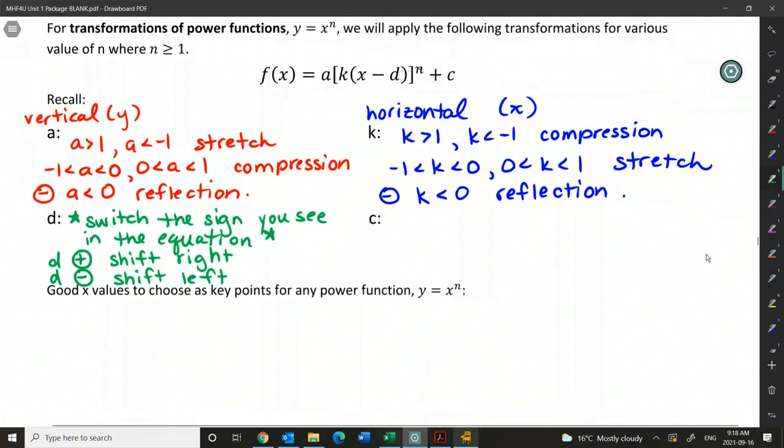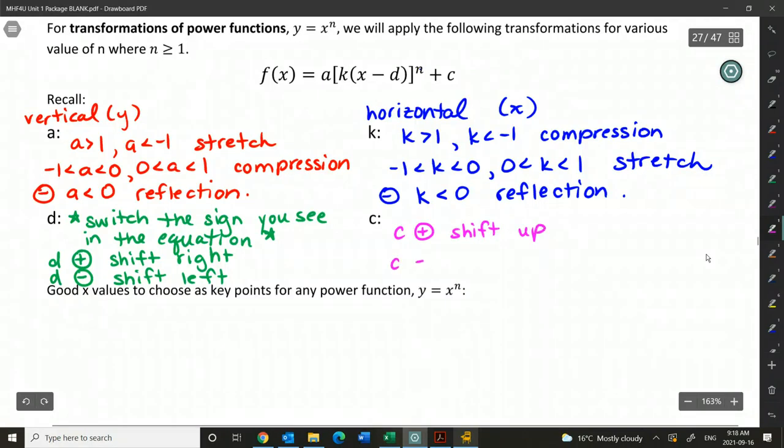Okay, and then our last one is c. c is very straightforward. If c is positive, we shift up that number of units. If c is negative, we shift down that number of units. So c is a vertical change, d is a horizontal change.